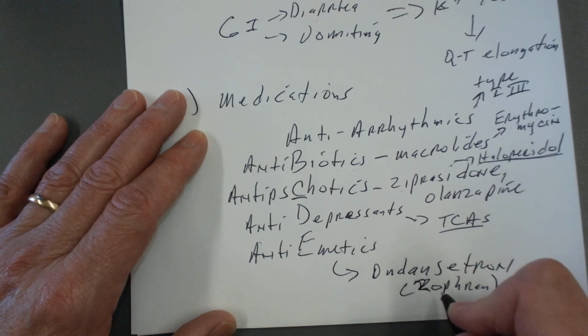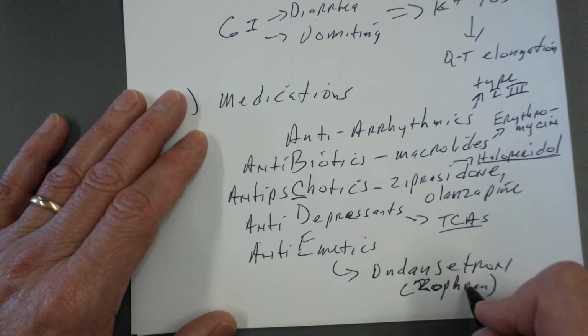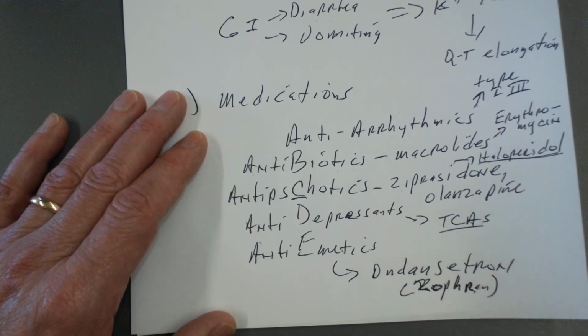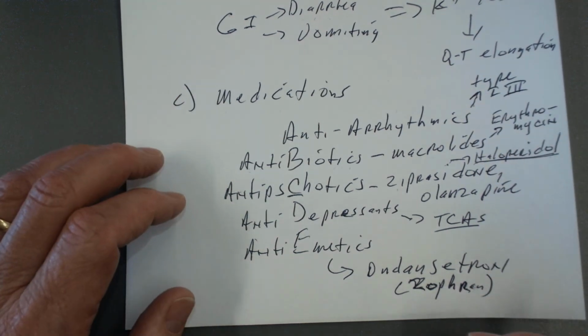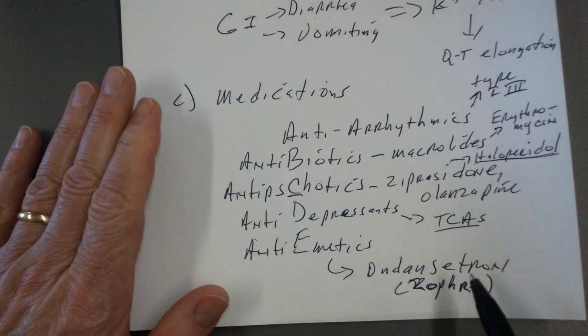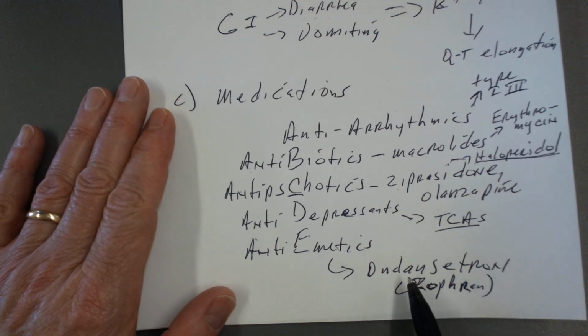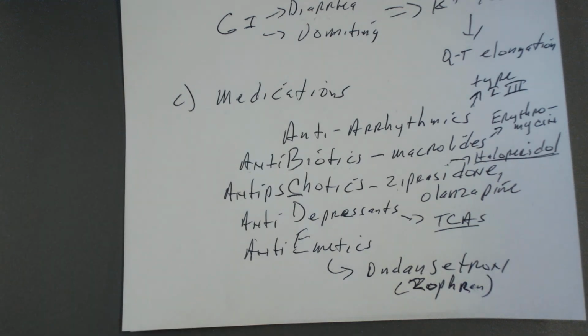This gets used a lot in hospitals for nausea. Its effect upon the QT interval tends to be dose dependent. There's other members of this group also, dolasetron, granisetron, so on and so forth. All of them have a dose dependent effect on the QT interval.